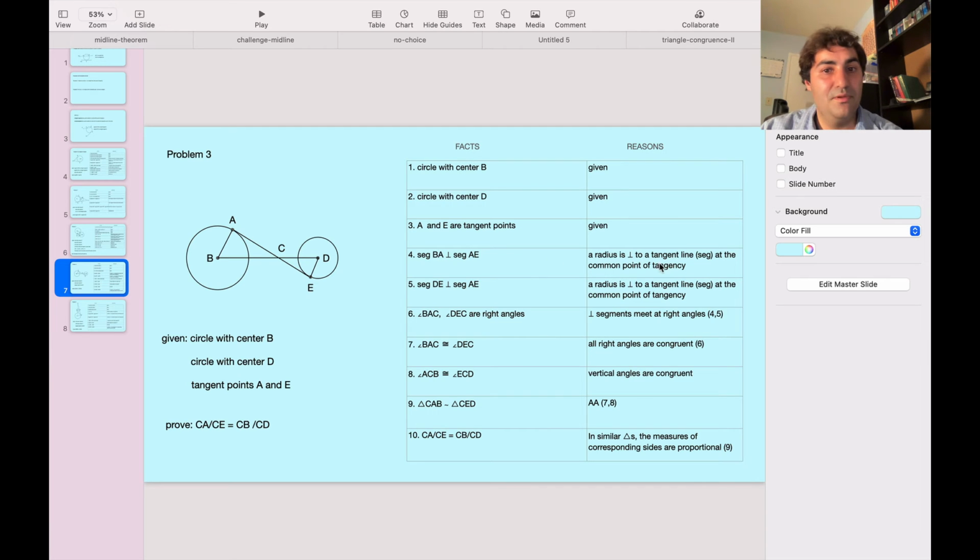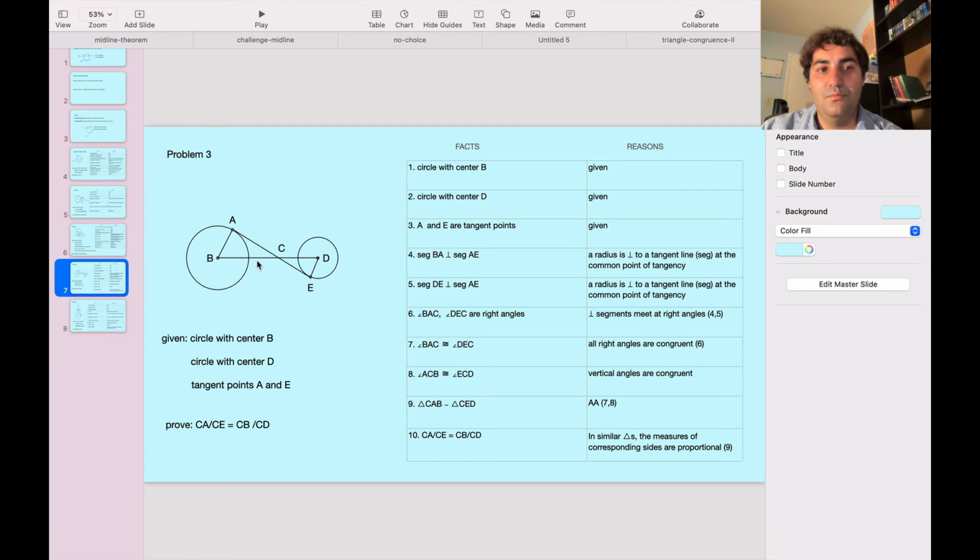And I know a radius is perpendicular to the tangent line or segment at the common point of tangency. So segment BA is perpendicular to segment AE, right? Segment AE is a tangent segment, and point A is the point of tangency. Segment DE is also a radius for this circle, and segment AE, the same segment, is also a tangent segment, except E is the point of tangency. It doesn't matter because we're dealing with these in 4 and 5 with this perpendicular relationship.